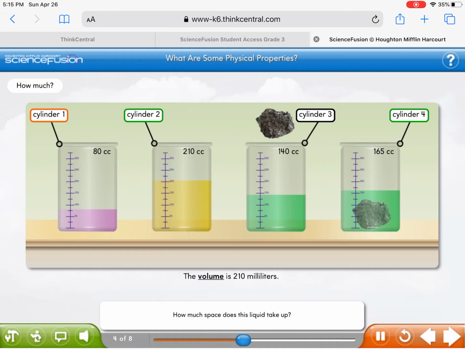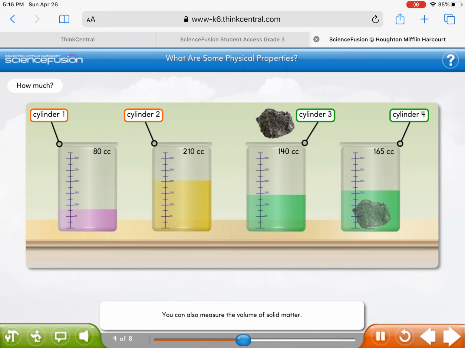How much space does this liquid take up? 210 milliliters. So this one is a little bit above the 200 line, but it's not up to the 225 line. So they're saying it's about 210. When it doesn't quite line up with the line, you kind of have to make a good guess. So you're making an estimate, but you can't make a silly estimate. You have to think about the numbers and use your best guessing skills to figure out about how much volume it has.